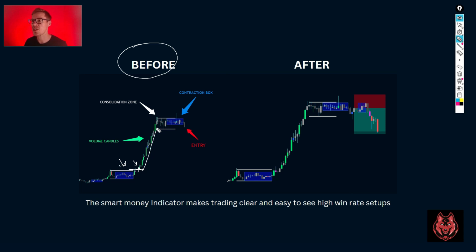Then we get our consolidation zone. If you get a consolidation zone with a smart money box forming on the inside, we know that this can be our prime time to enter. Price breaks out of the box, and this becomes our entry points.